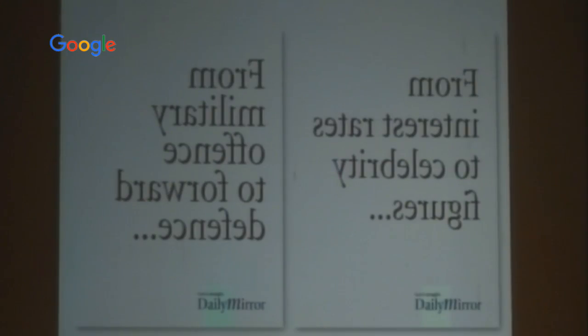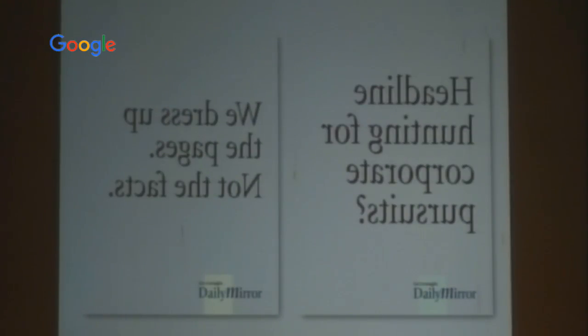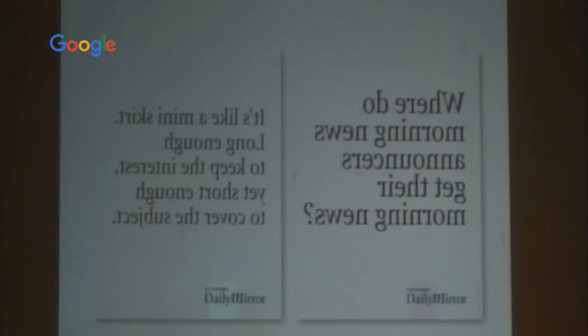And this was the time that the conflict was also on. So we had this one that says from military offense to forward defense, because it gave a variety of defense coverage from analytical defense articles to sports. Then from interest rates to celebrity figures, because it also had the things about stars as well as the business sections. We dress up the pages and not the facts. The headline, hunting for corporate pursuits. And then we did some short enough to cover the subject. And where do morning news announcers get their morning news?